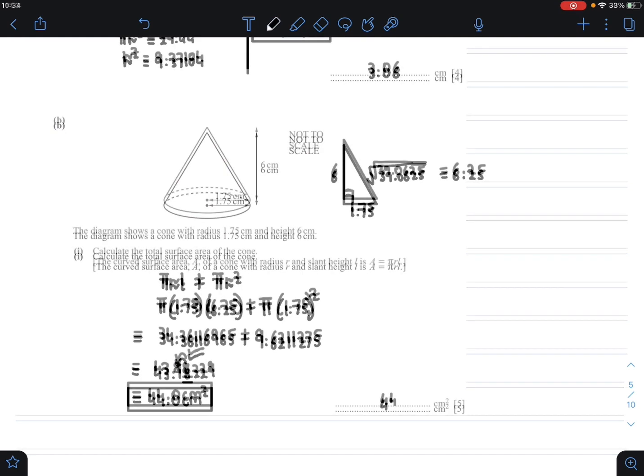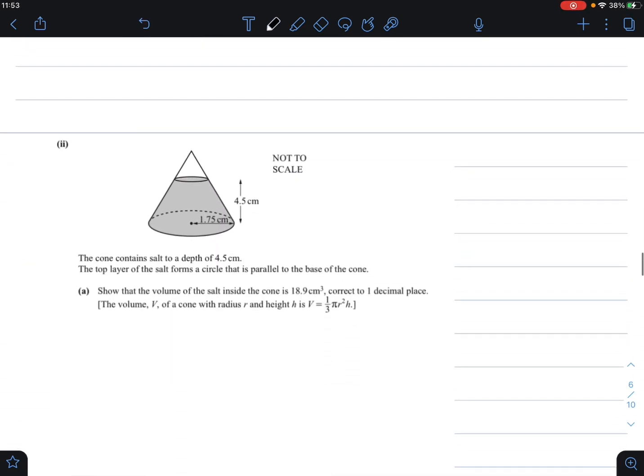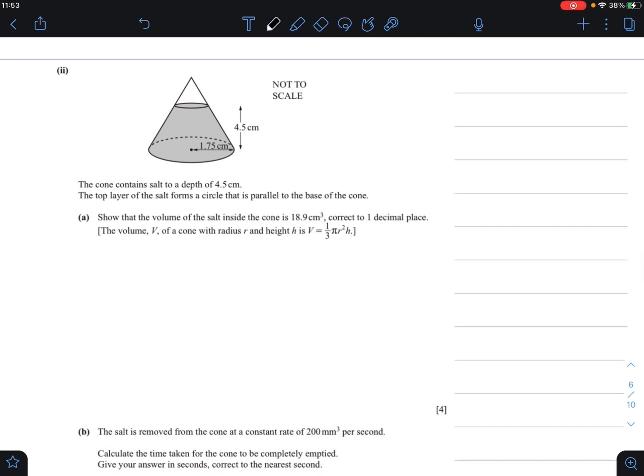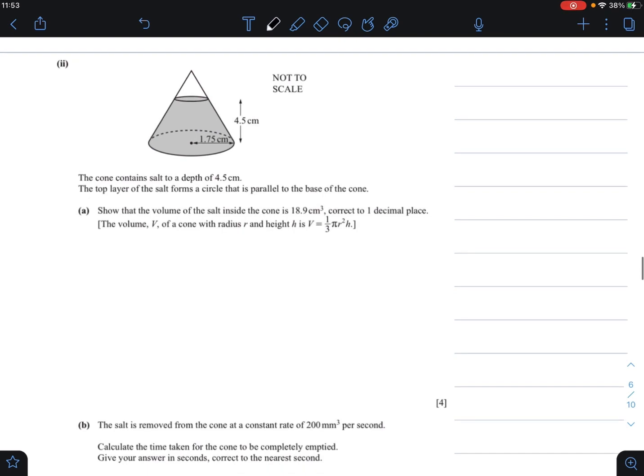Now let's move to part B. Okay, so for part B2A, they are asking us to show that the volume of the salt inside the cone is 18.9 centimeter cube. So let's first find the volume of the entire cone, and then just minus the top part of the cone. So the volume of a cone is 1 by 3 pi r square h, as they've given. So 1 by 3 pi r in this case, which is 1.75 square, multiplied by the height, that is 6. So this would be the volume of the entire cone.